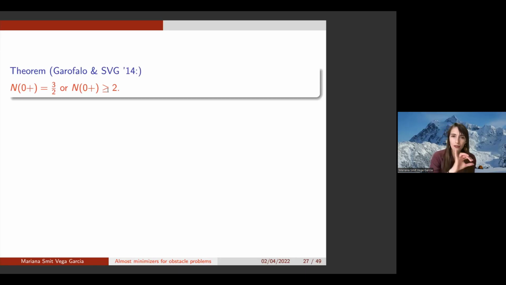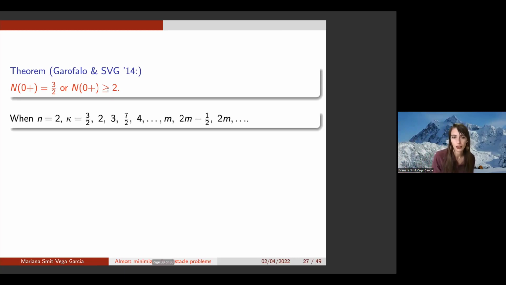The fact that you have this gap between the frequencies is crucial in the study of the points of the free boundary for which the frequency is 3/2. Those are the ones we call regular. And then you're interested in understanding what happens with the other ones as well, and also what numbers can actually appear. In dimension 2, you can show that the possible values are 3/2, 2, 3, 7/2, 4, 5, and so on. So you have m, 2m minus a half, and 2m.